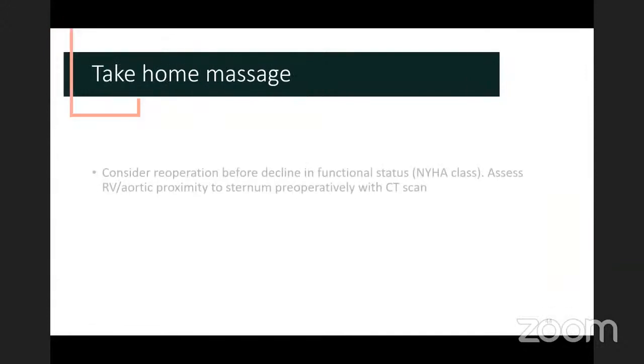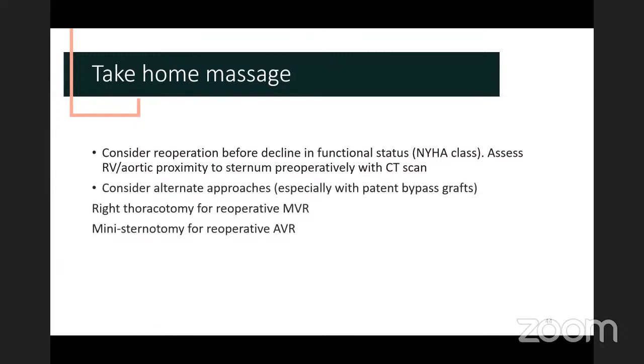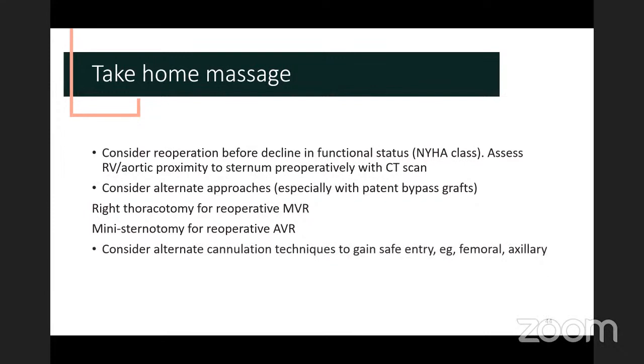So, take-home message: consider reoperation before decline in functional status, because it's an important risk factor. Assess the RV and aortic proximity to the sternum preoperatively with CT scan. Consider an alternative approach, especially with a patent bypass graft, for example, right thoracotomy for MVR or mini sternotomy for AVR. Consider an alternative cannulation technique to gain safe entry.